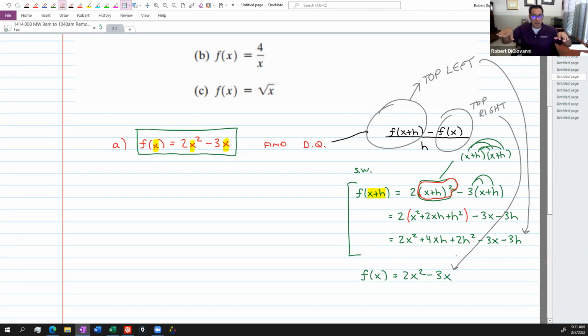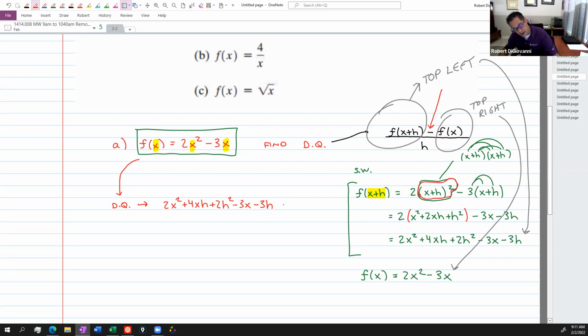And then what I'm going to do is I'm going to take the whole thing and divide it by h, right? That's what I'm going to do. So here we go. I'm ready to write the difference quotient. So the difference quotient for that function is the top left of this, which we just said was 2x squared plus 4xh plus 2h squared minus 3x minus 3h, right? That's my top left. And then very, very important, and you have to be careful here, we are going to subtract, right? We are going to subtract the function f.